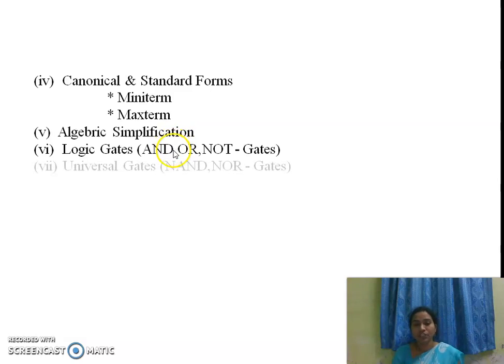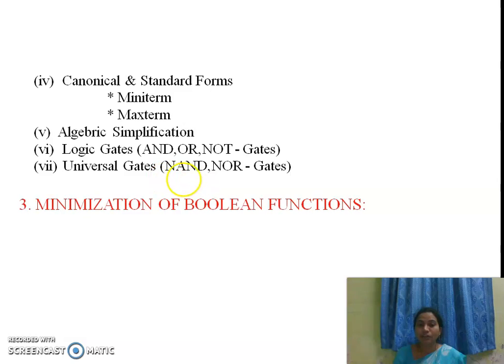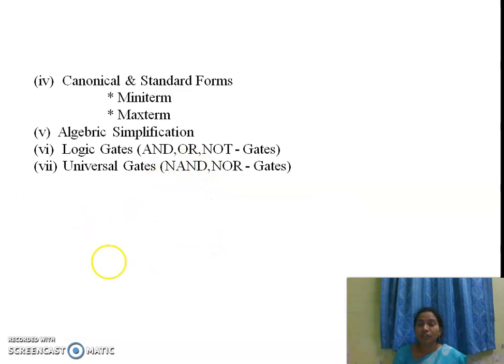Then go for logic gates. We have different types of gates: basic gates and universal gates. Basic gates are the AND gate, OR gate and NOT gate. Universal gates are the NAND gate and NOR gate. Here we learn each gate's logic symbol and its output expression. Based on that output expression, you should be able to draw the truth table.